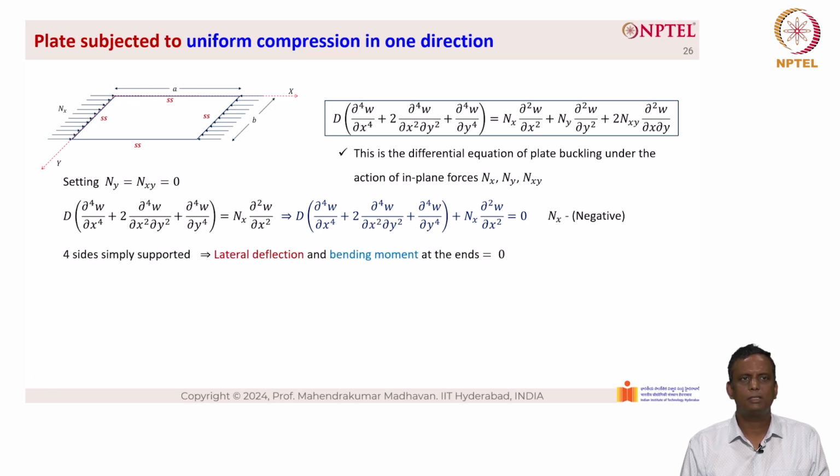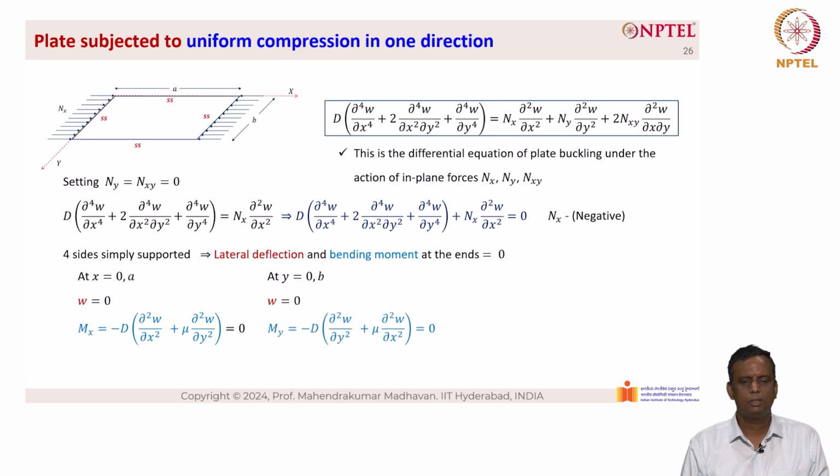Now all the four sides are simply supported, so the lateral deflection and the bending moment at the ends are equal to 0. At x equal to 0, a, the lateral deflection is 0, which is w equal to 0, and at y equal to 0, b, the lateral deflection again is 0. And Mx is given as minus D into ∂²w/∂x² plus mu into ∂²w/∂y², which is also equal to 0. Similarly, My equals minus D into ∂²w/∂y² plus mu into ∂²w/∂x² is equal to 0.